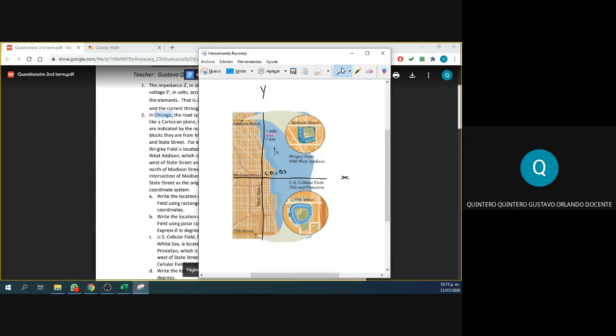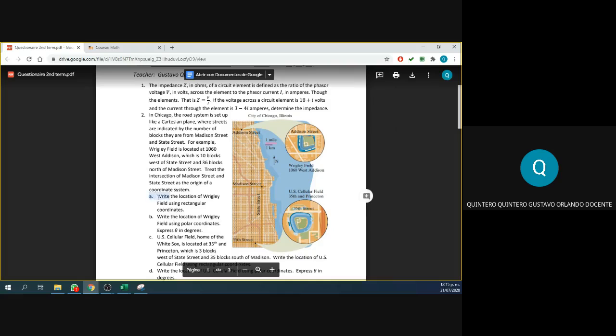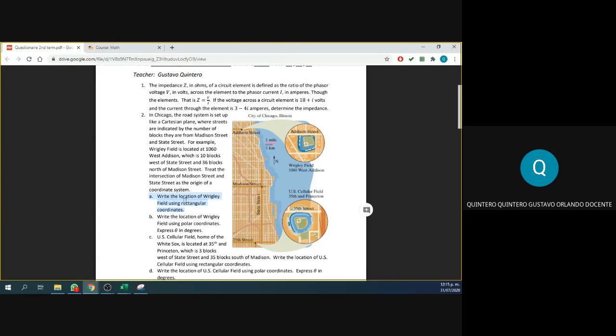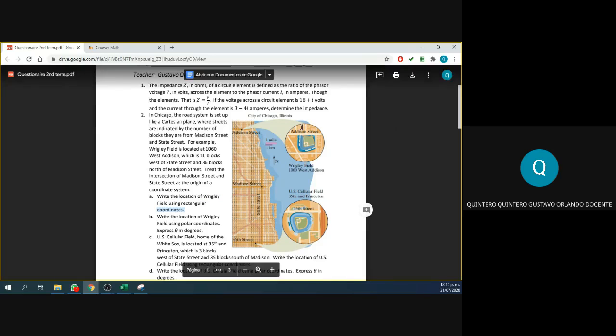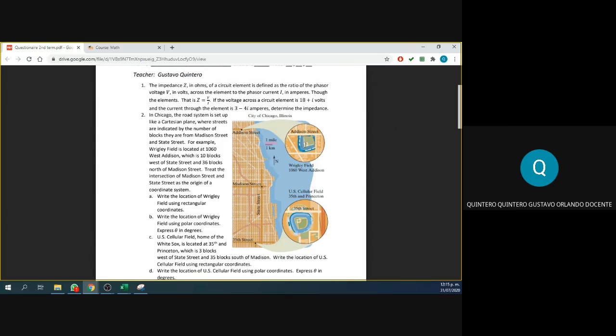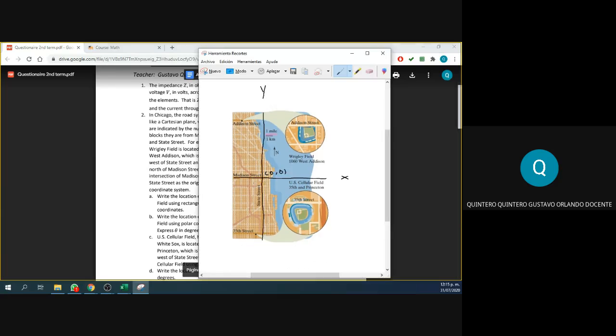Okay, all right. So let's try to answer the questions now because we know this plane. So let's jump into the question. Now, just like Alba said, in question A, we need to write down the location of Wrigley Field. Where is Wrigley Field? According to the drawing, Wrigley Field is right here in Addison Street. So we need to find the coordinates of this point. That is what we have to do.